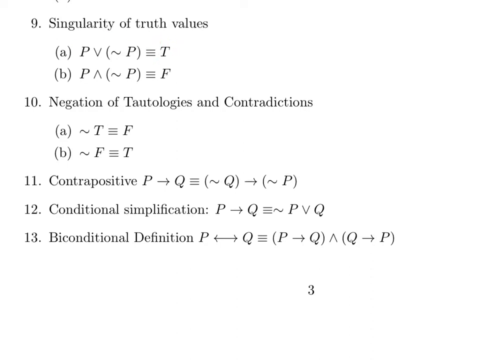It's always true. If we have an AND, P and not P, there's no way for P and not P to be true at the same time, since if one's true, the other is false. So this is never true. It's a contradiction. And of course, if you take something that's a tautology, that's always true, and you negate it, it becomes a contradiction. And similarly, something that is a contradiction, if you negate it, it becomes a tautology.